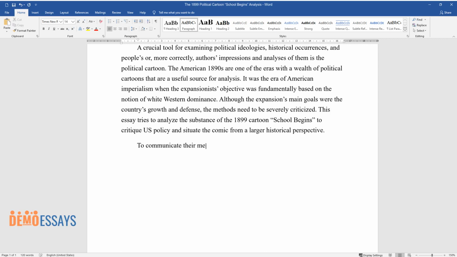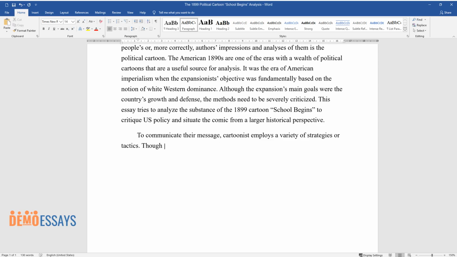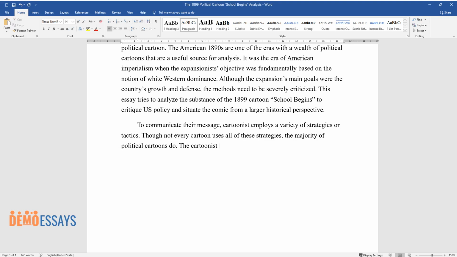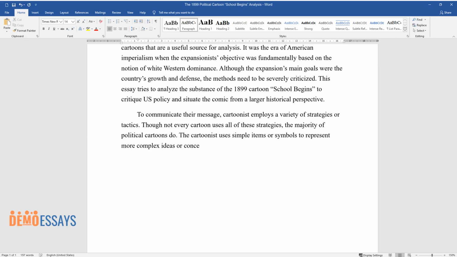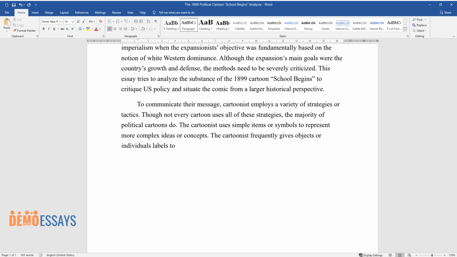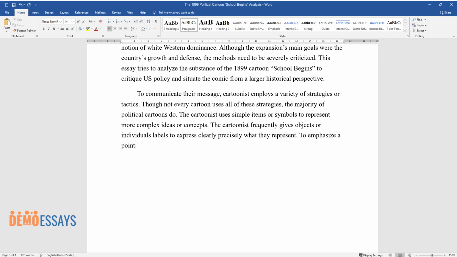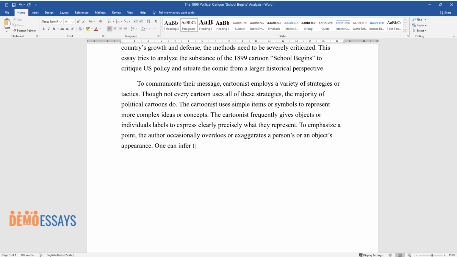To communicate their message, cartoonists employ a variety of strategies or tactics. Though not every cartoon uses all of these strategies, the majority of political cartoons do. The cartoonist uses simple items or symbols to represent more complex ideas or concepts. The cartoonist frequently gives objects or individuals labels to express clearly and precisely what they represent. To emphasize a point, the author occasionally overdoes or exaggerates a person's or an object's appearance.